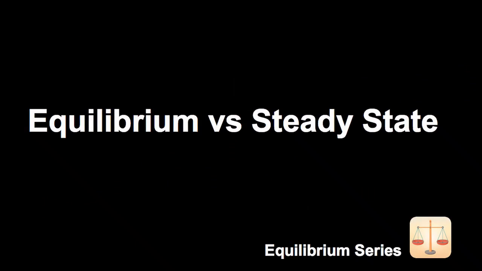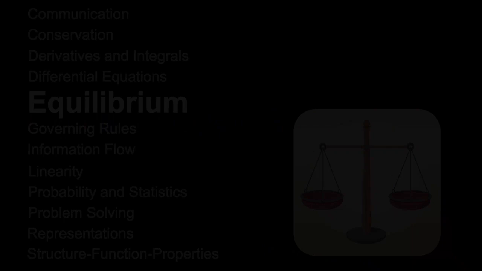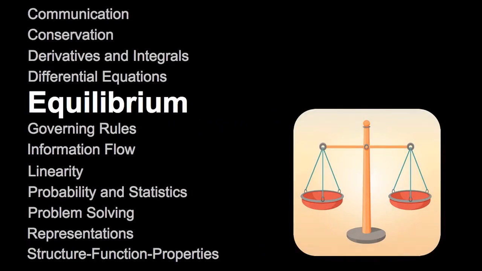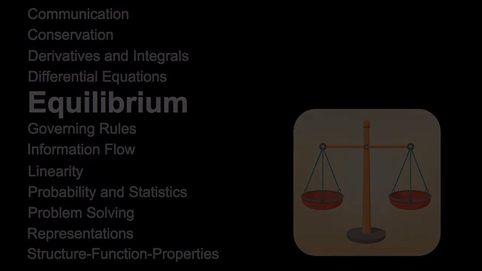This video is part of the equilibrium video series. It is often important to determine whether or not a system is at equilibrium. To do this, we must understand how a system's equilibrium state is constrained by its boundary and surroundings.